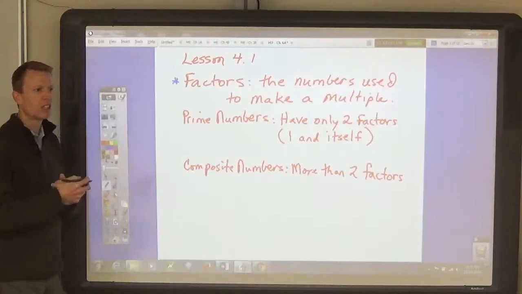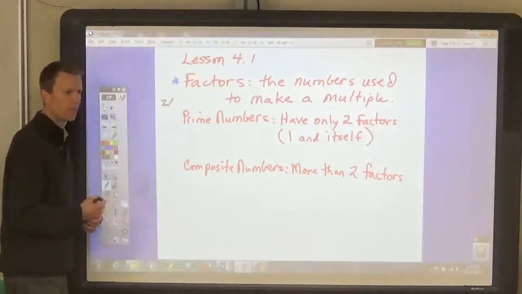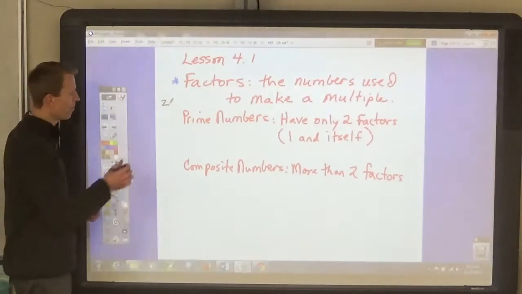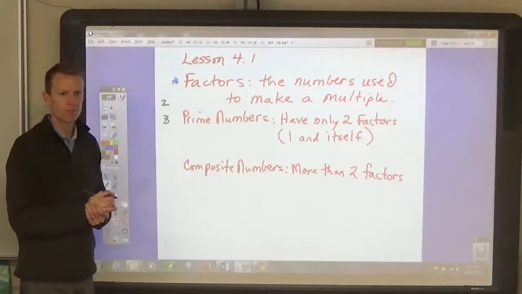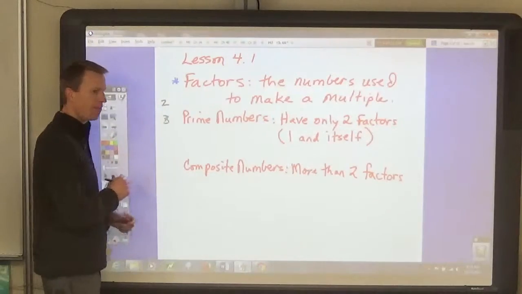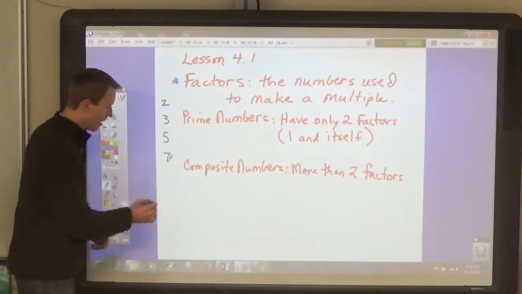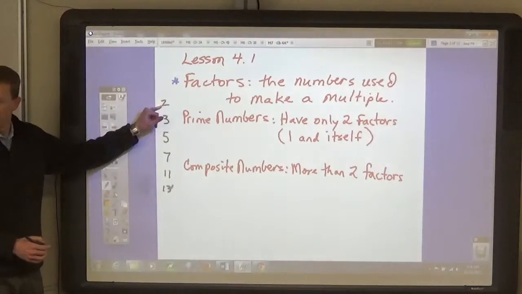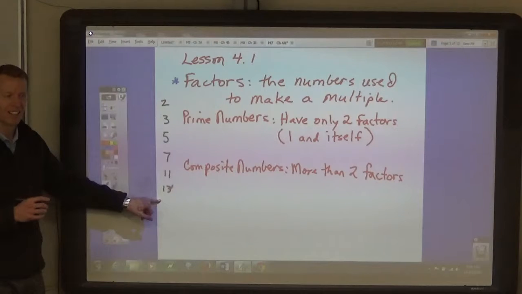So what's the lowest prime number? 2. Yep. 2 is prime. Is 3 prime? Yep, because 3 times 1 is the only way you can make 3. How about 4? No, 4 is divisible by 2. 5 is prime. What's the next one? 7. 11. 13. Notice that after 2, they're all odds, because evens are all divisible by 2.